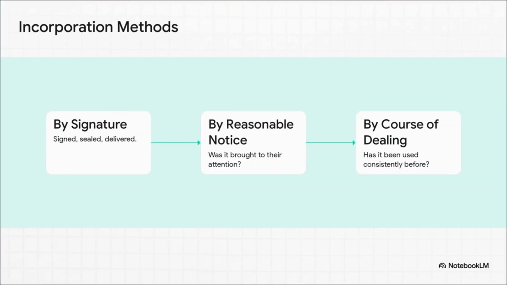So, how does a clause get into a contract? Well, there are three main ways. First, by signature. You signed on the dotted line. Second, by reasonable notice. They made you aware of it. And third, by a course of dealing. You've done business this way a bunch of times before.